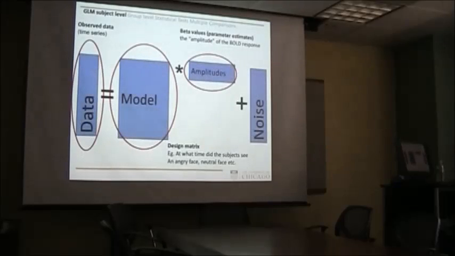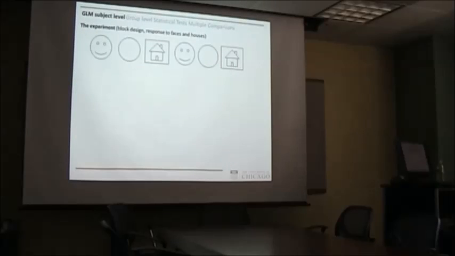And then what you're left with is also always some noise, some error terms. So you can never really perfectly fit your data. I want to go over an example of how this GLM works on a subject level.